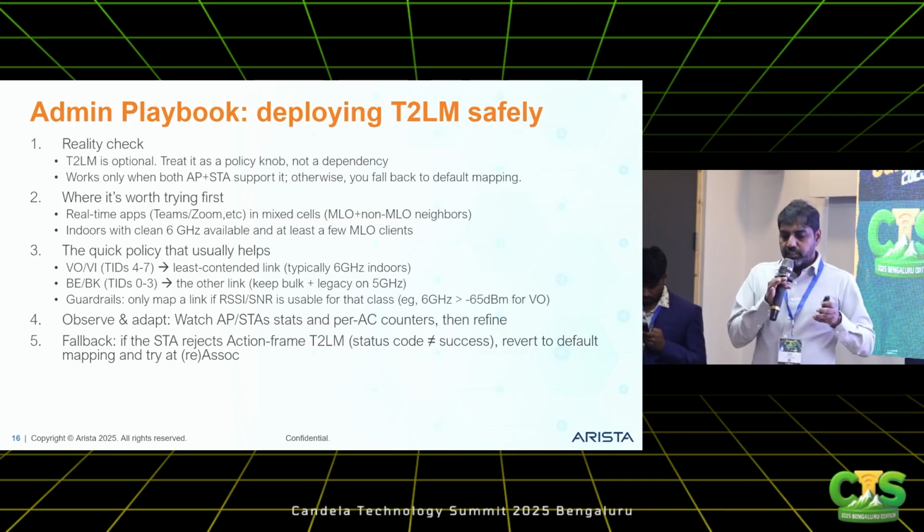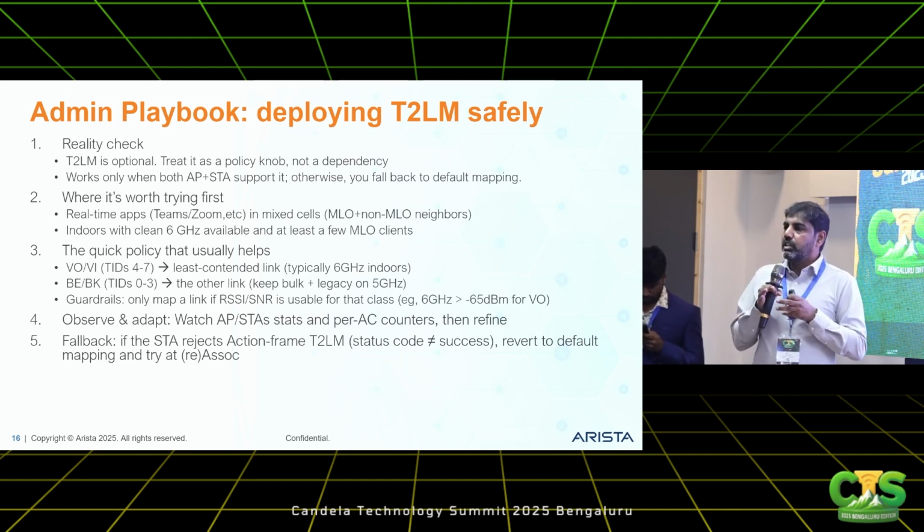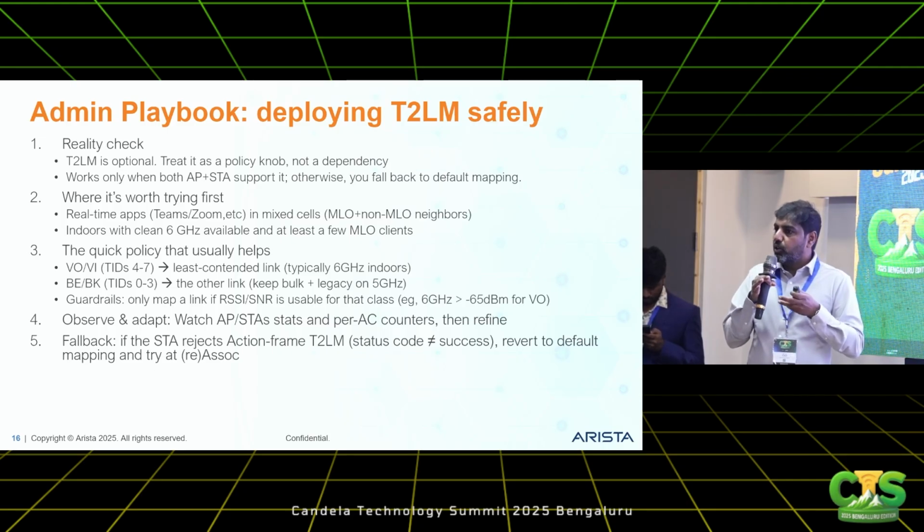And then, as I already mentioned, the fallback is always there, right? If the association fails, it will fall back to the default mapping, and you don't have anything to lose because default mapping is something which is mandatory as per the standard. And most of the top client vendors like Android are already supporting this. So that's pretty much it.